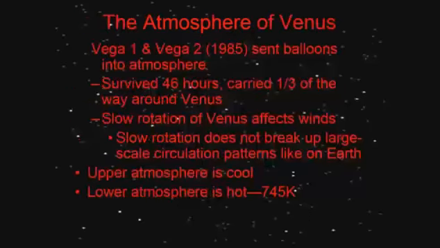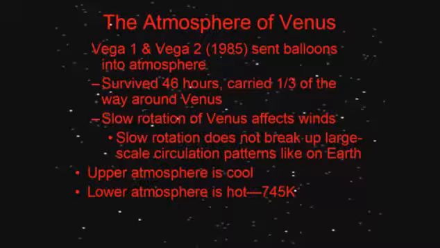The atmosphere of Venus has been explored very well. Venus is the only planet so far in the solar system, other than the Earth, into which balloons have been deployed to survey the atmosphere. The Vega 1 and Vega 2 probes, sent by what was then the USSR, dropped balloons into the atmosphere, and those balloons survived for almost 2 days and were carried about a third of the way around Venus by those really high-speed winds we were discussing. It's been found that the slow rotation of Venus affects the winds. It doesn't break up these huge circulation patterns like we get on Earth.